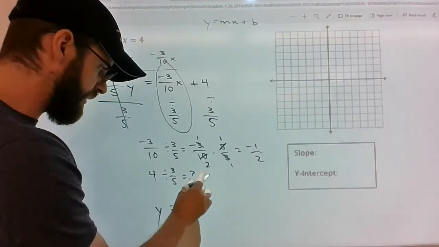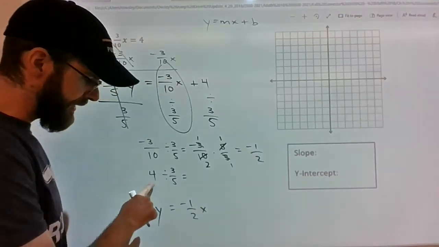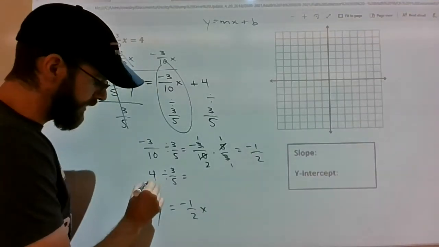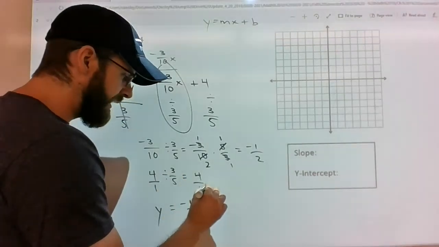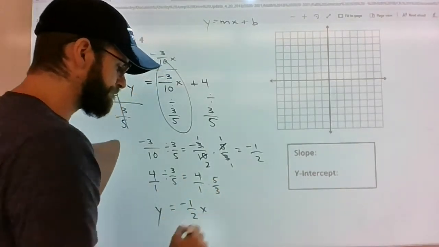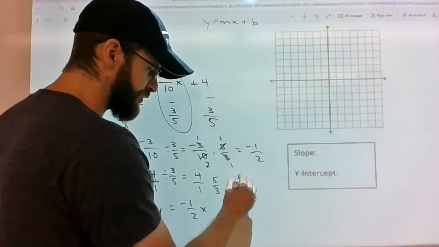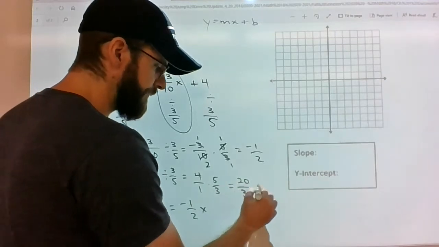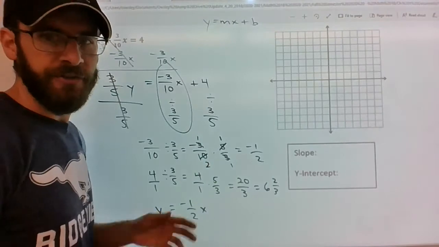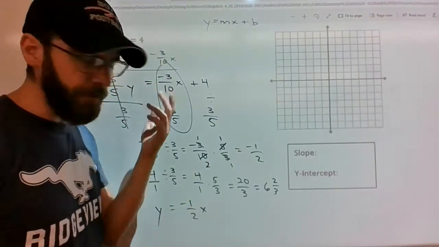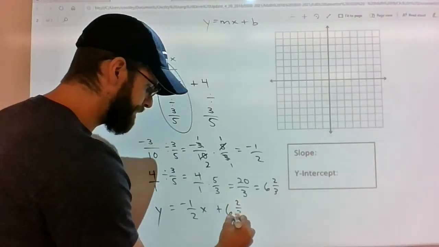And then over here, again, you flip the second and multiply, but I think you're also going to want to put the 4 over 1, just to indicate that there's a fraction there. So 4 over 1 times 5/3, which ends up being 20 over 3, because 4 times 5 is 20, and 1 times 3 is 3. That's 6 2/3. And it's plus, there we go.